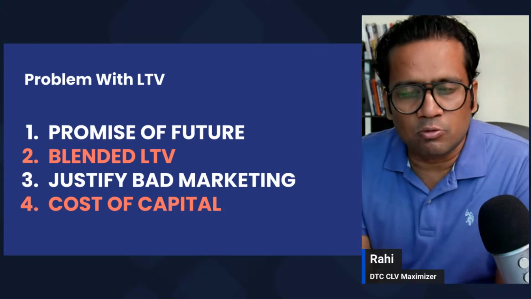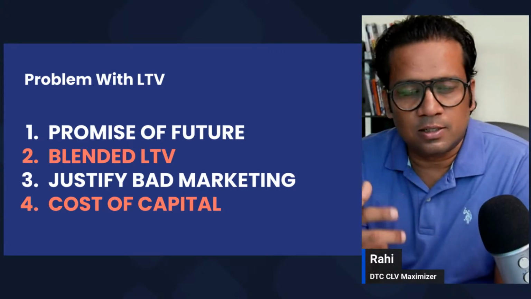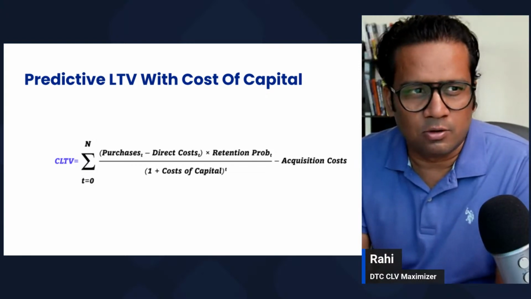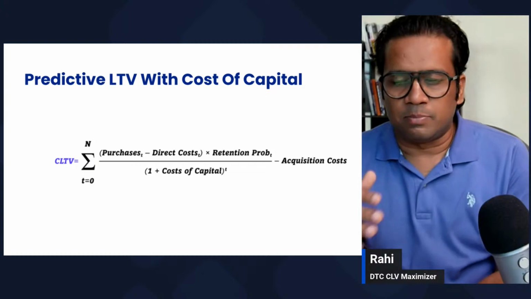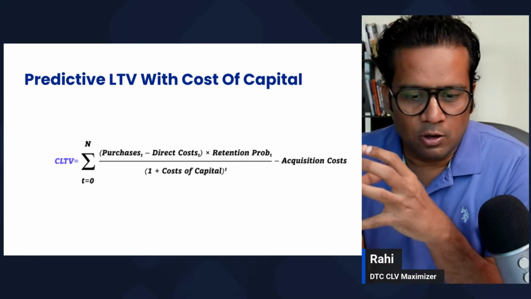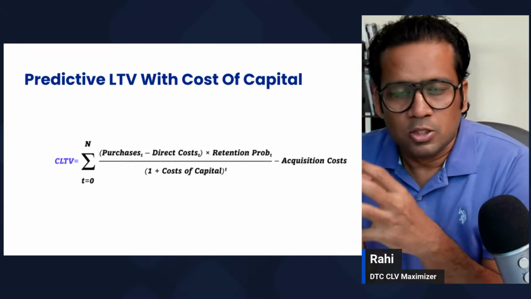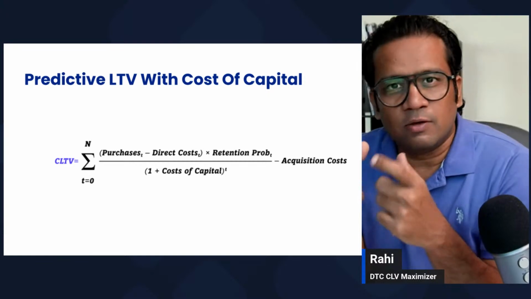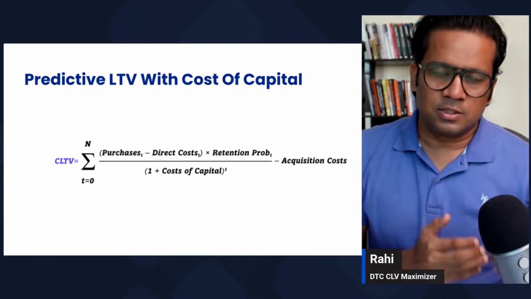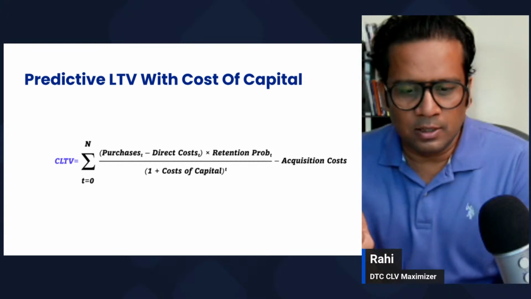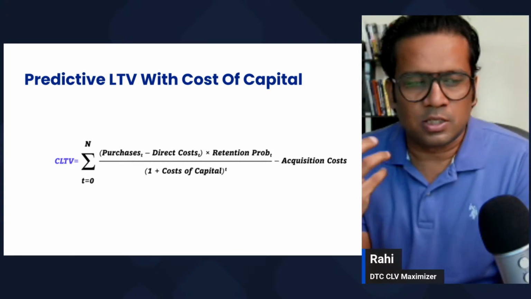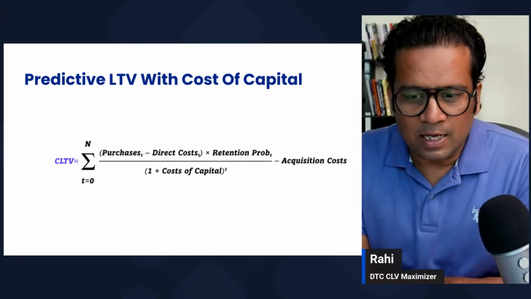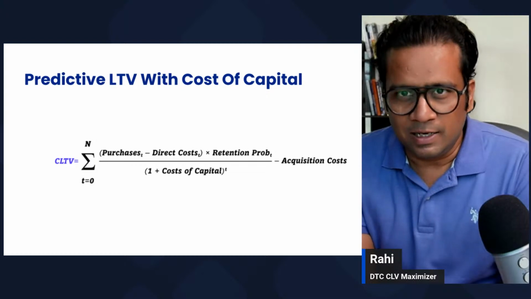If you talk about the nuanced formula, of how much this customer is worth to our business, then this is basically a predictive LTV with cost of capital. Over here we are taking purchase minus direct cost, but we are also considering probability of retention. It's not a standard retention, because retention is also in the future, it's unknown. So you don't know that this retention will come, so there is a probability angle. Then cost of capital, like we discussed: the capital is invested today, and returns will come in the future. And then acquisition cost also needs to be deducted from that.